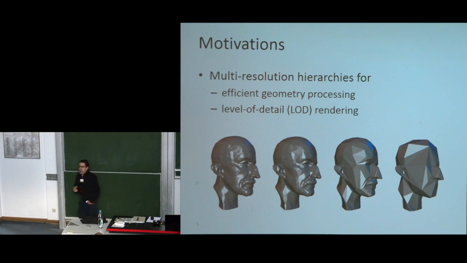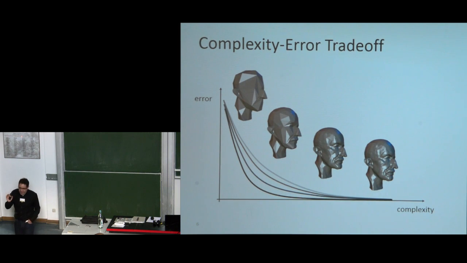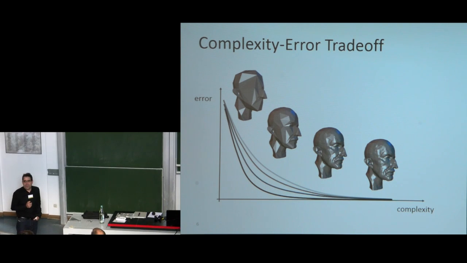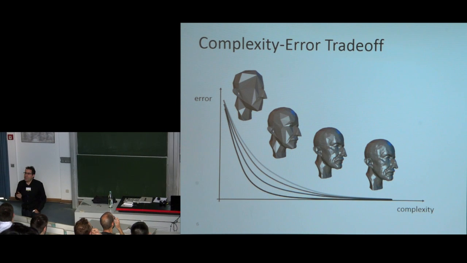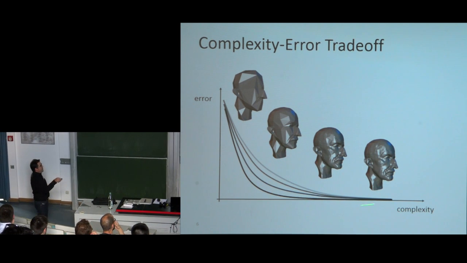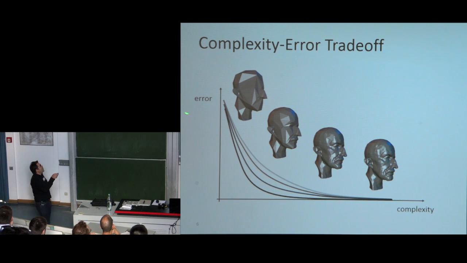So what's the motivation? The motivation, simply, is to generate multi-resolution hierarchies with lots of details, either for efficient geometry processing or for efficient level of detail rendering. There are many, many other motivations for generating approximations. The overall goal, put simply here, is to optimize for a trade-off between mesh complexity and the so-called distortion or error metric. Of course, there are many ways to express the complexity, and also very many ways to define an error metric.